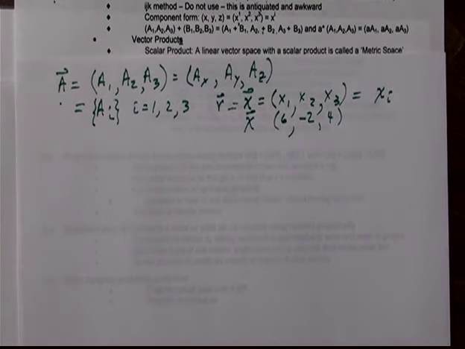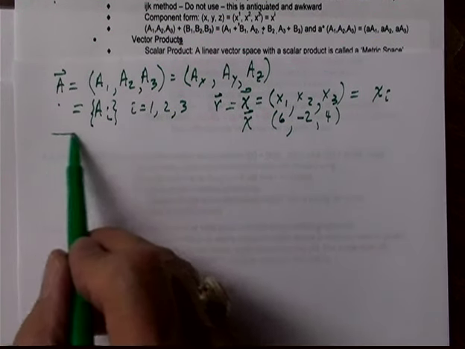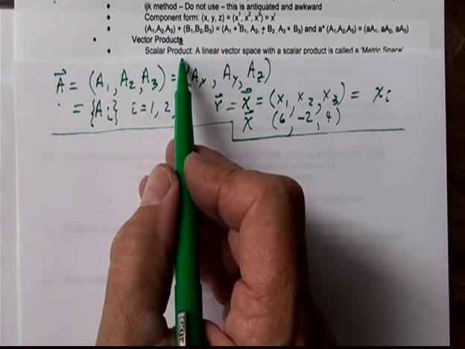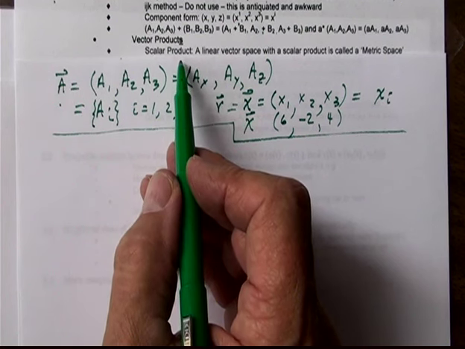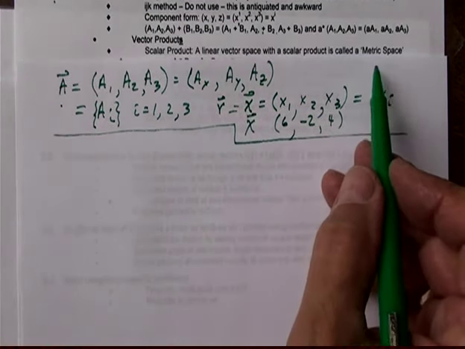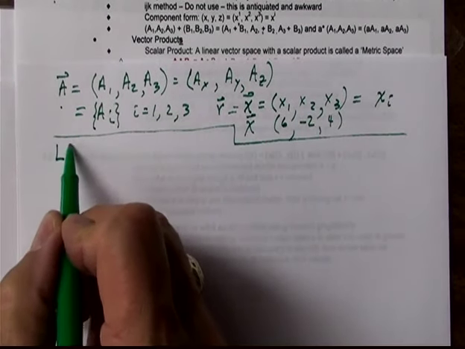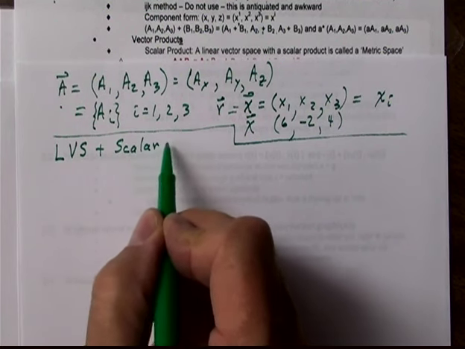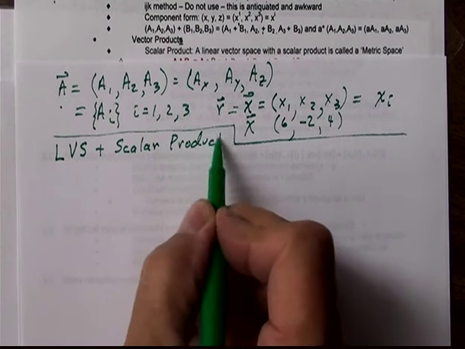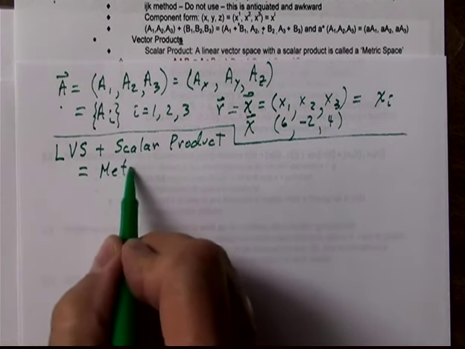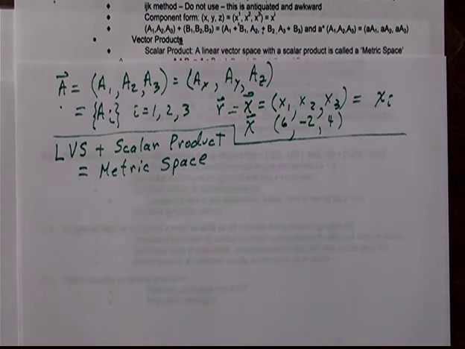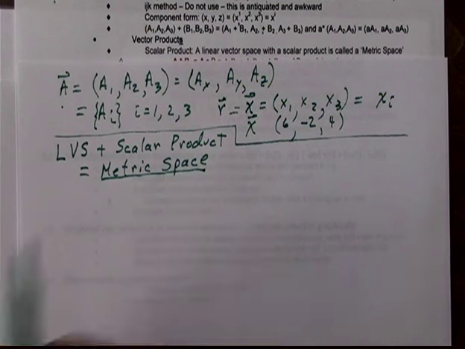Now, the first thing that we want to talk about next, now that we've got our notation down straight, is the concept of a vector product. The first of these vector products is a scalar product. A linear vector space with a scalar product is called a metric space. So a linear vector space plus the idea of a scalar product is equal to a metric space. A linear vector space by itself doesn't give you a whole lot of power. You can point to things and so forth, but that's about it. It's the metric space that really gives us our power.